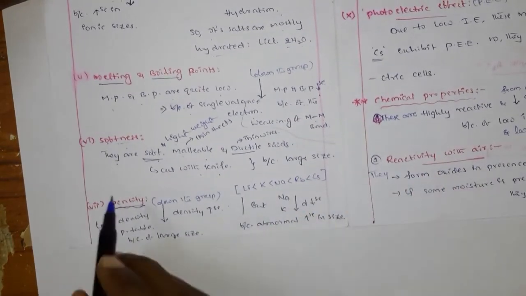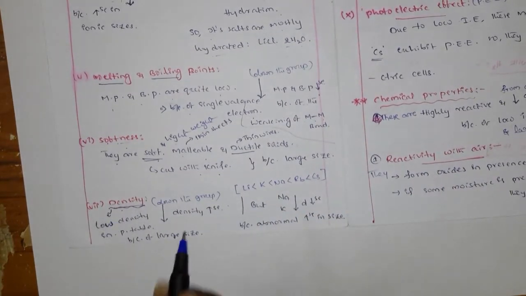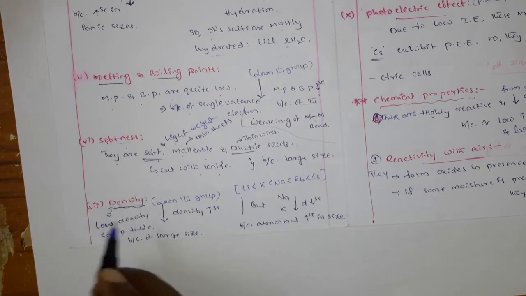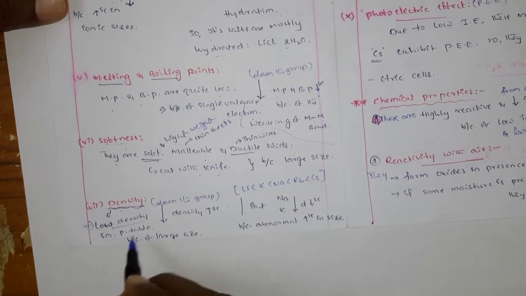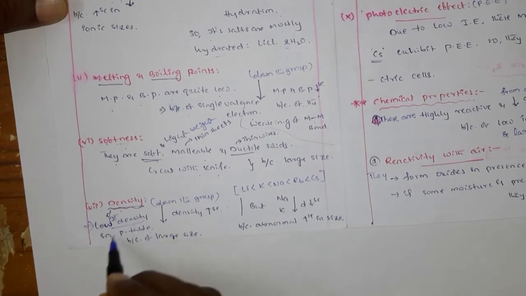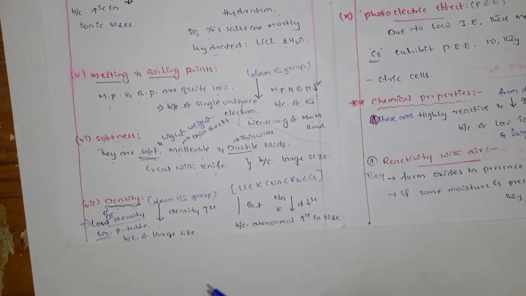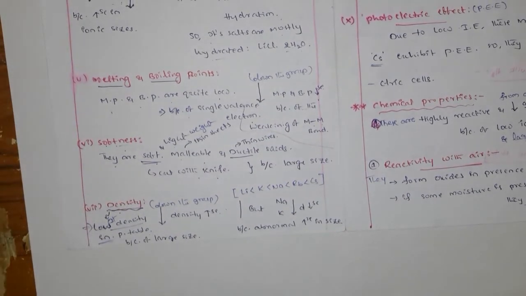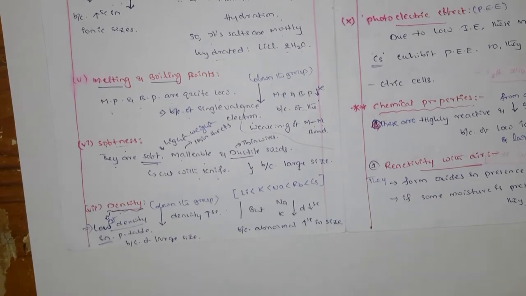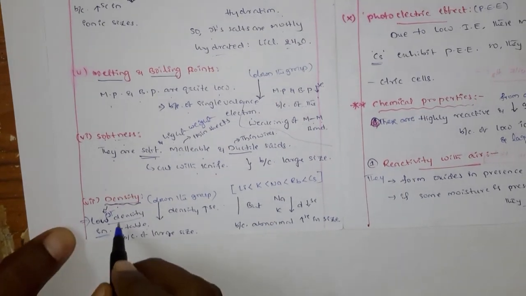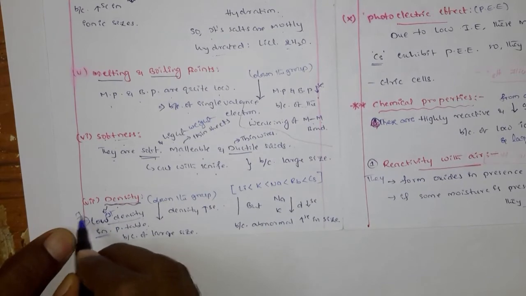The next one is the density. Coming to the density, generally these elements have the lowest density in the periodic table because of their large size. Already in the atomic radius we have discussed, the first group of elements has a large size. You know the density is nothing but weight by volume. If the volume is high, obviously the density becomes very low. So that is the reason that for the first group of elements the density is very, very low.